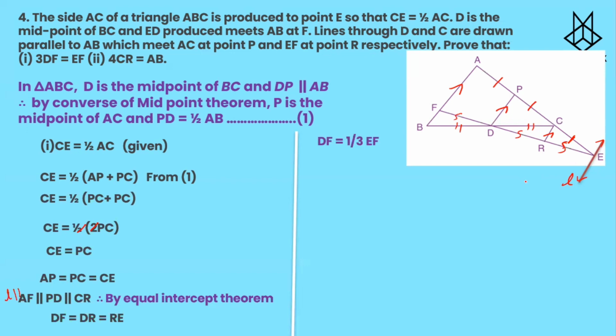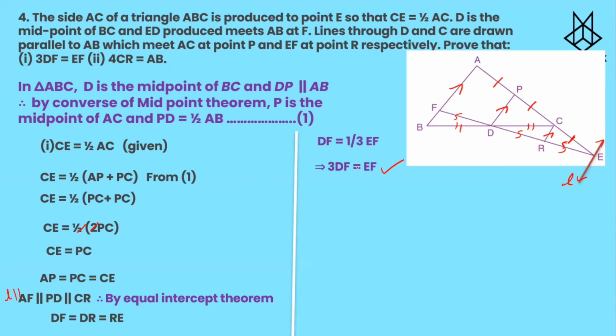Now, DF is equal to 1 by 3 EF because all the three parts are equal. So, this is 1/3 of the entire line segment. So, you get DF is equal to 1/3 EF, or you can say that 3DF is equal to EF. This is the first part that we have done. 3DF is equal to EF.